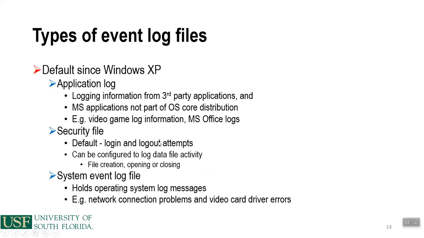The types of event logs have been a default since Windows XP. There are application logs, which log information from third-party applications and Microsoft applications not part of the OS core distribution, such as video game logs, Office logs, and so on. There are also security logs, which by default record login and logout attempts. They can be configured to log data file activity: creation, opening, closing, and so on. You can also have system event log files, which hold the operating system log messages, such as network connection problems or video card driver errors.